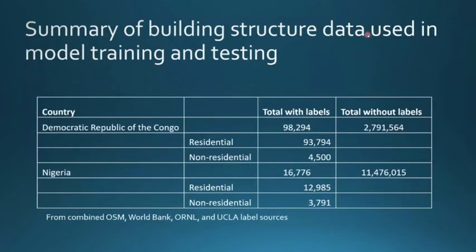So this is a summary of the building structure data. This just gives you an idea of the sort of numbers that we've got of buildings in the data set. So for the Democratic Republic of the Congo, we've got nearly 3 million buildings without labels and about 11.5 million buildings for Nigeria. But there's 100,000 buildings with labels for the Democratic Republic of the Congo, but only about 17,000 for Nigeria. So you can see that proportionally, the Democratic Republic of the Congo has a lot better representation of labels relative to Nigeria, and that is reflected in the success of the modelling.